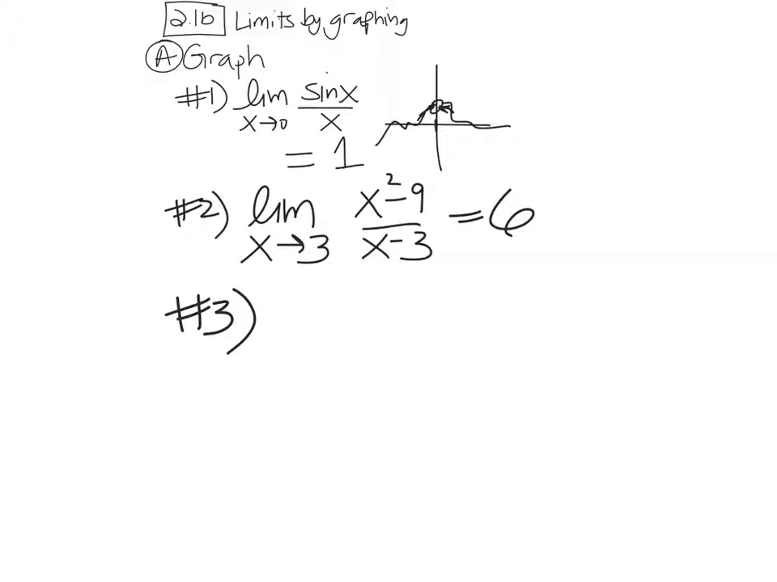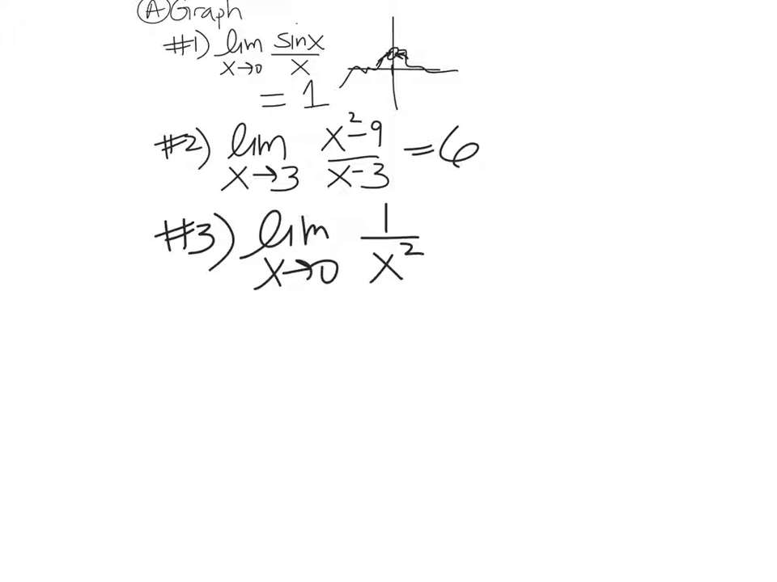So number 3, the limit as x approaches 0 for 1 over x squared. Now this is a little different because the last ones that we've done, we plug in the number and we get 0 over 0. You don't get 0 over 0 here, do you? You get 1 over 0, which is undefined, but that does not mean that the limit doesn't exist. Let's take a look at this one.